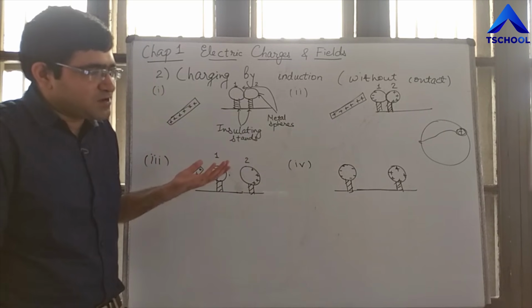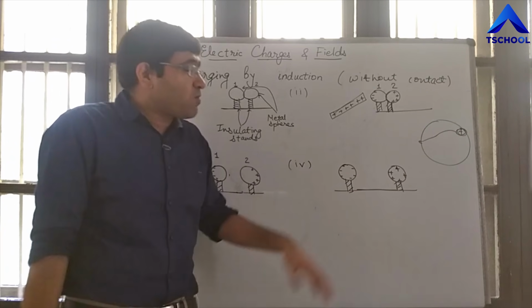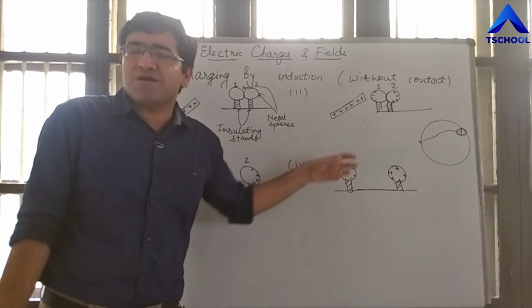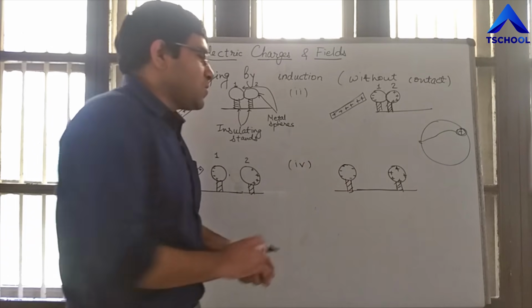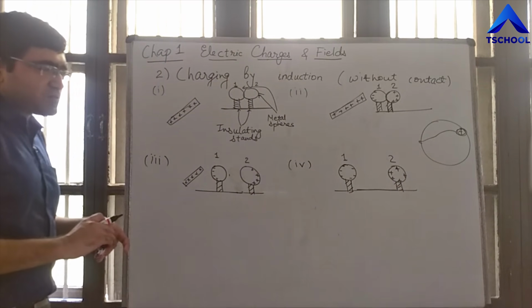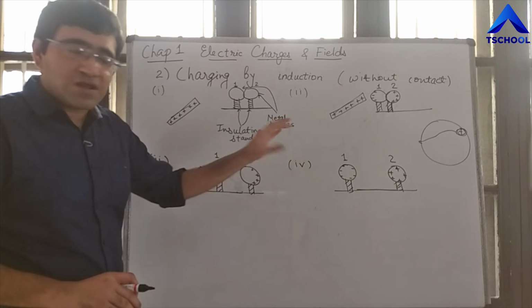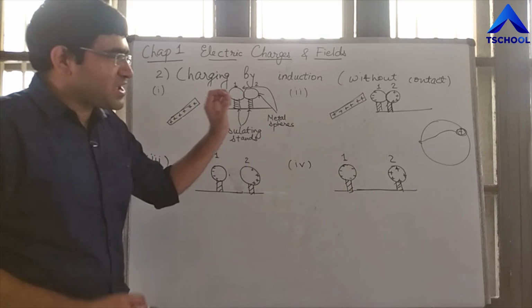Now let's say I want the negative charge, I'll simply discard this one. Or let's say I want the positive charge, I'll discard the negative one. It's fine really. So what this means is you don't need this rod to touch anything, right?